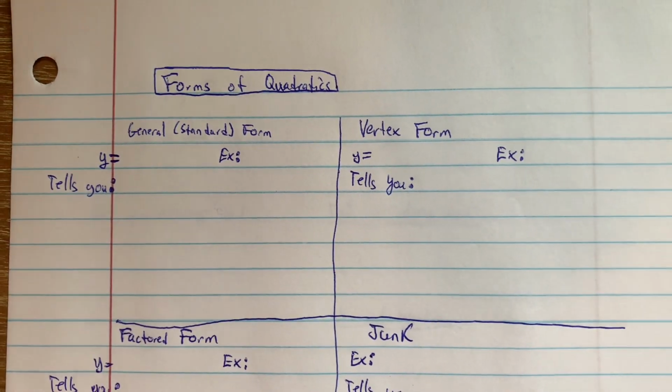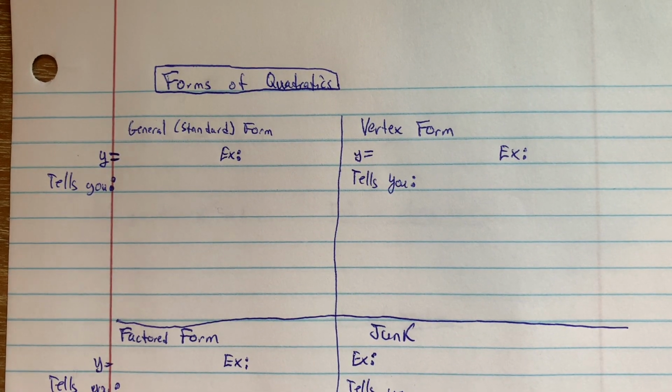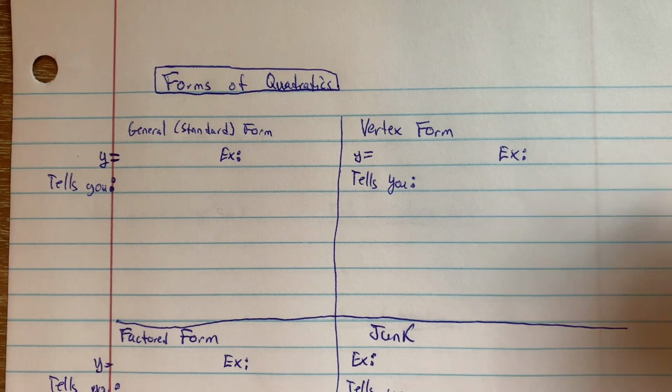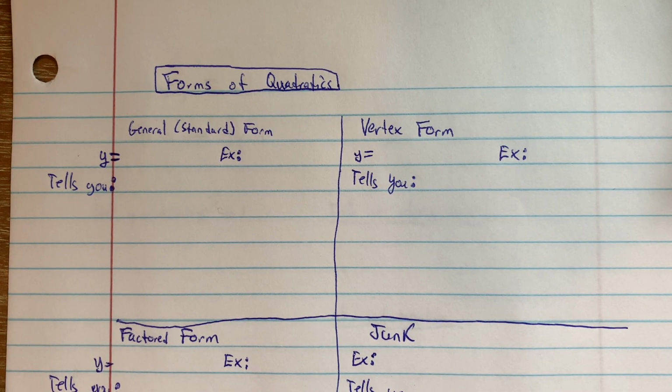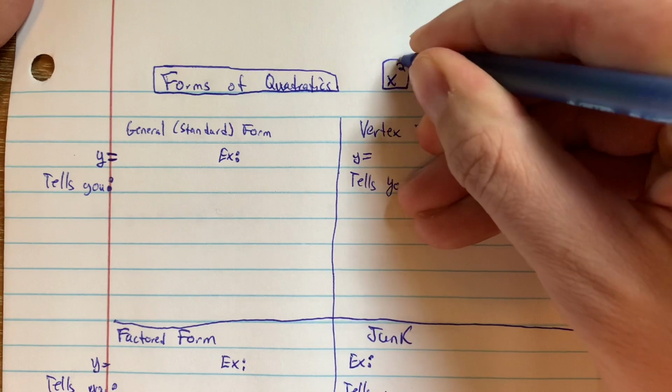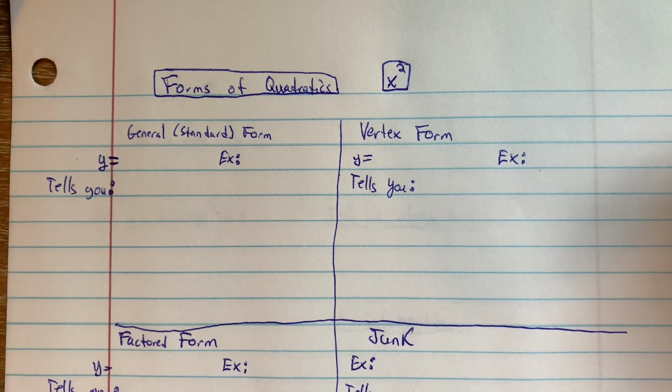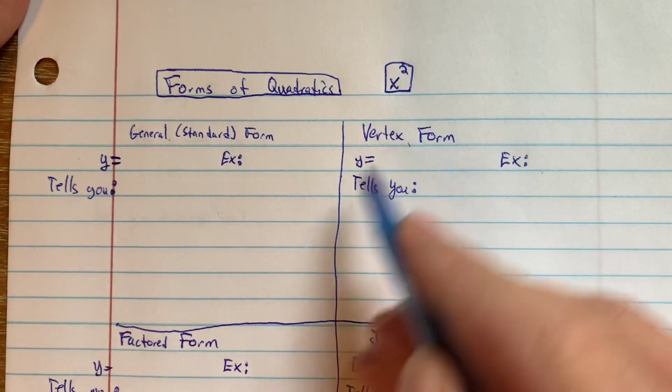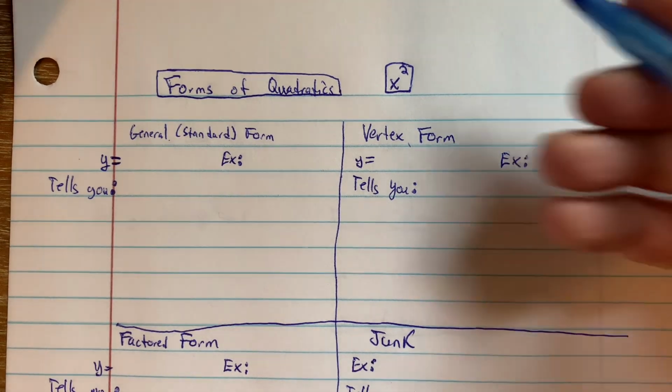Okay, now that we've been working with factoring for a little while, we're ready to get into some quadratics in a deeper way. We're going to be looking at the different forms quadratics can come in. And remember, quadratics have an x squared somewhere in there, but they don't have to all look the same. We're going to look at three main forms, and then there's some other junk.